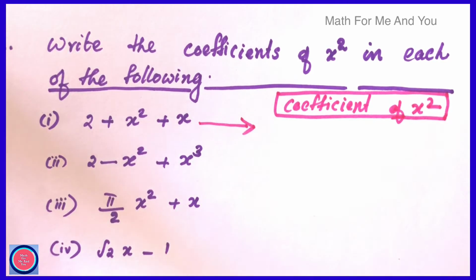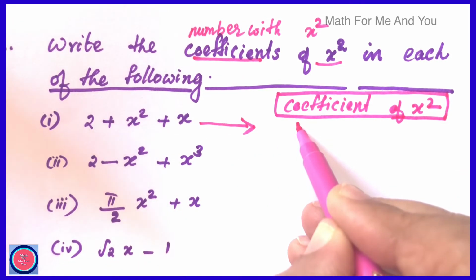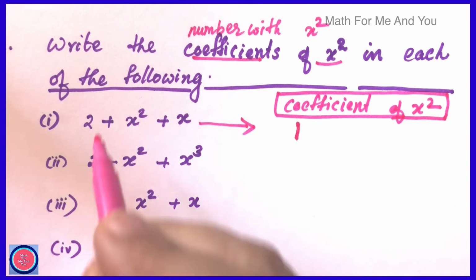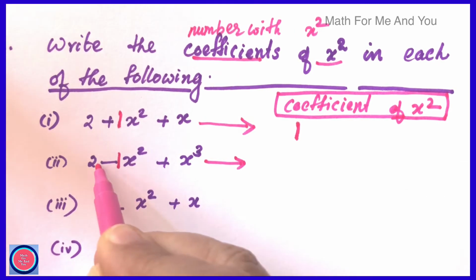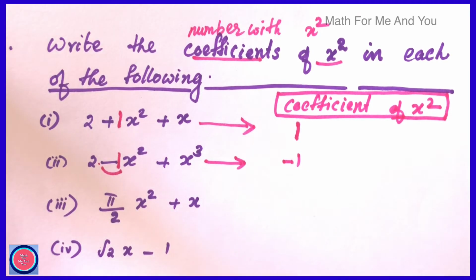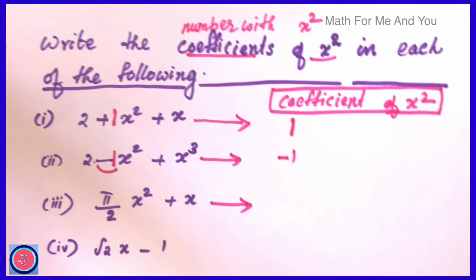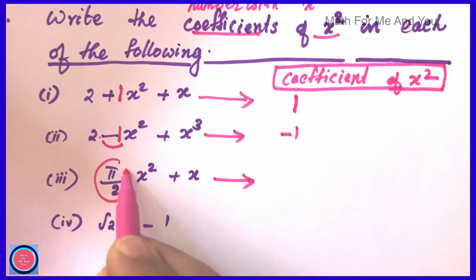The first polynomial is 2 plus x square plus x. We are going to write the coefficient of x square. What is the number with x square? It is 1. If there is no number, that means it is 1, 1x square. Next one, the polynomial 2 minus x square plus x power 3. What is the coefficient of x square? It is minus 1. So we write coefficient is minus 1. Next, what is the coefficient of x square? What is the number with x square? This fraction. What is that?